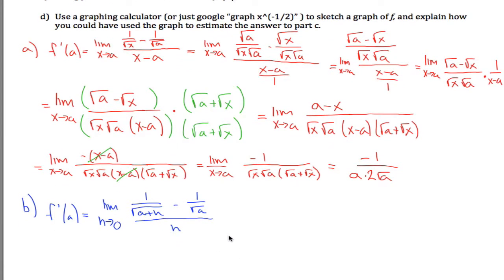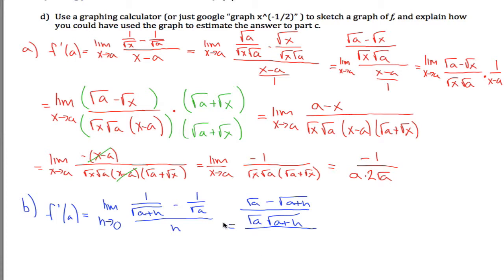I start out doing things the exact same. I get a common denominator by multiplying this side by root a over root a, and this side by root a plus h over root a plus h. And what that gives me is root a over my common denominator of root a times root a plus h on the left here. And then from that I want to subtract. On the right I'm going to have the square root of a plus h over that same denominator.